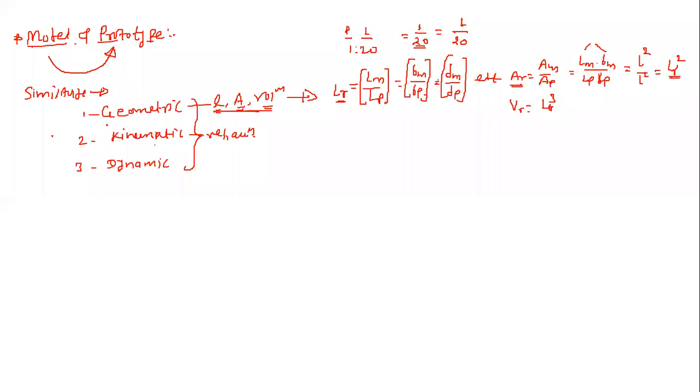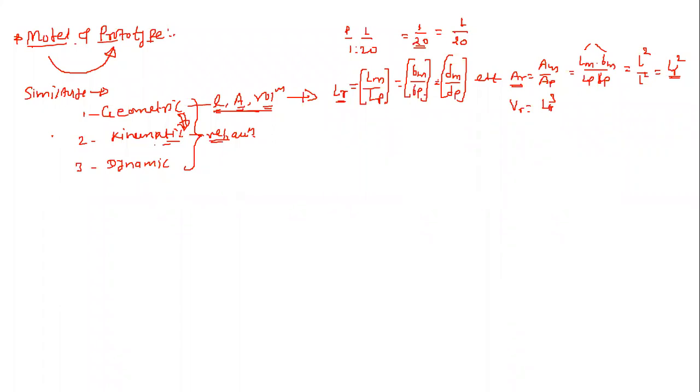Okay, so we can say that the velocity and acceleration of a flowing fluid in a prototype and model at a corresponding point must be the same. To have the existence of kinematic similarity, the existence of geometric similarity is a must. If geometric similarity exists, then and only then does kinematic similarity exist. Otherwise, kinematic similarity doesn't exist.